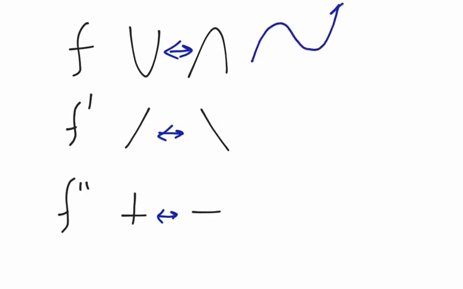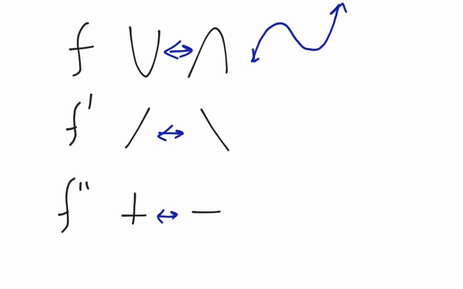Alright, the next thing to look at is the other half of the fun chart. F prime, f double prime, concave up, concave down, increasing, decreasing, plus, minus. Okay, this next one is kind of nice because it happens either way, any time any of these things change. So, if f changes from concave up to concave down, that would look something like this.